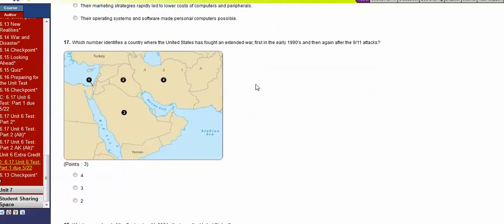Number 17 has a map. It says, which number identifies a country where the United States has fought an extended war, first in the early 1990s and then again after the 9/11 attacks? Is it number 4, pictured here, number 3, pictured right here, or number 2, pictured here?